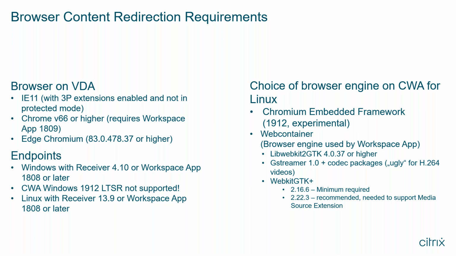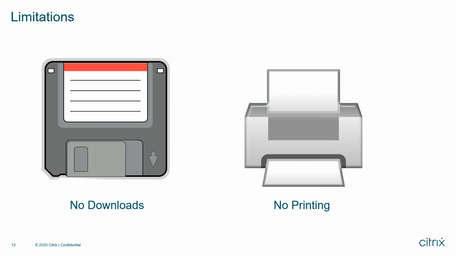There are some points people, on the other hand, don't consider. If you're using browser content redirection, you have some limitations like no downloads and no printing. Why? Because if the content of the browser is moved to the endpoint, the downloads and printing have to be handled by the endpoint itself. So if the user now wants to download something, this happens on the endpoint, which is normally not connected to the same stuff like the VDA. This is the same for printing and other stuff.